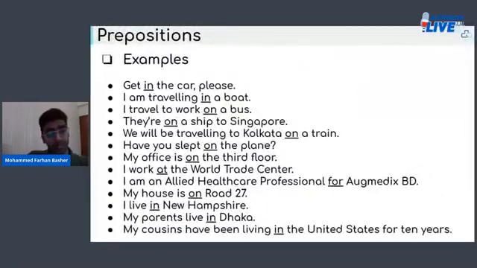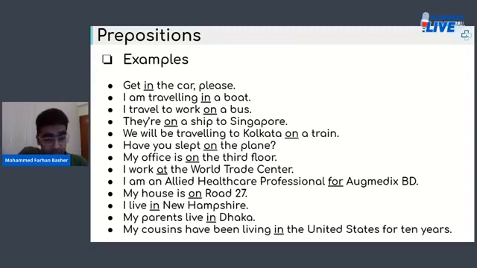Let's take a look at these examples here. Get in the car, please. Again, the same thing, right? So whenever you talk about a car and you want to mention that, in your physical sense, you are inside a car, you say, I'm in the car. So get in the car, please.